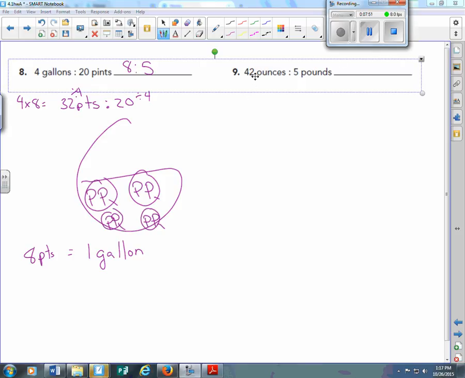Next, I'd look at this and say, okay, I have 42 ounces, and I have 5 pounds. We know that there are 16 ounces per pound. So I would multiply that by 5 to get the number of ounces in 5 pounds, and I get 80 ounces. So we have 42 to 80, and then you have to look back and say, I can reduce that, and I would reduce them both by 2. We end up with 21 to 40. And that should be it. Have a good one.